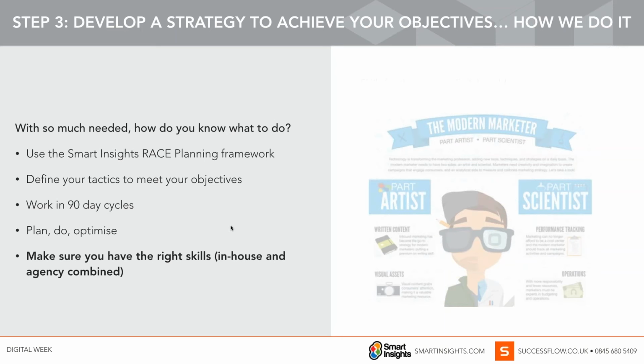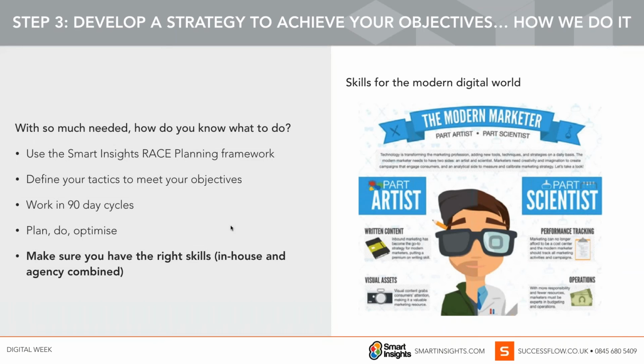Next is the terms of skills. You can have a great plan, you can have the right objective, but if you don't have the right skills, then obviously it's going to come unstuck. So we really like this infographic here, which talks about the modern marketeer, part artist, part scientist. We've got this as a good overview of the common B2B marketing team or extended team that people need to develop now.